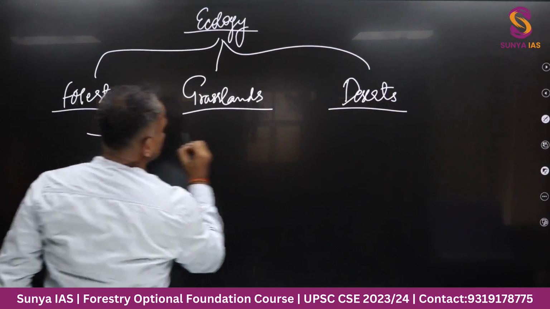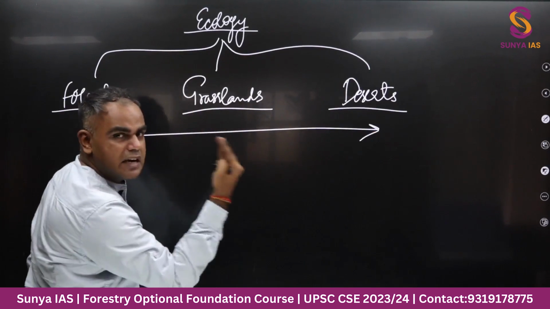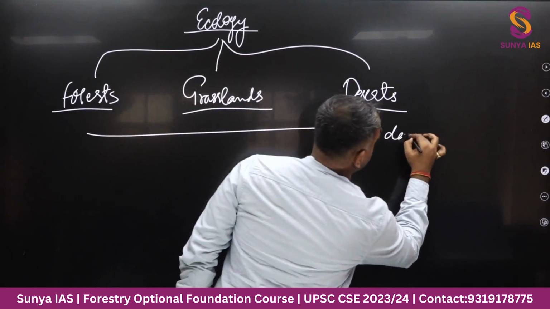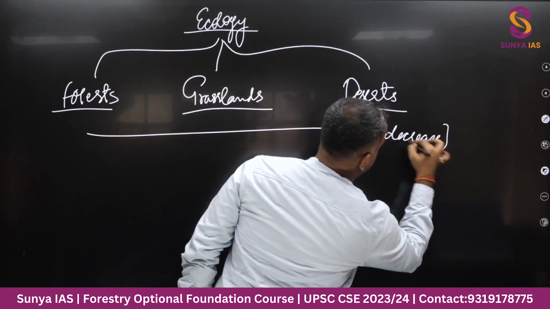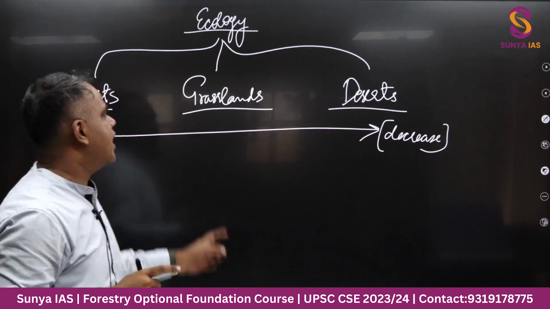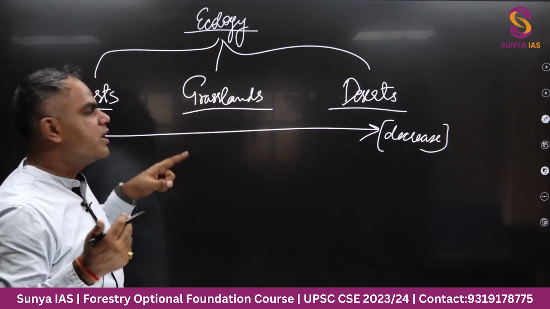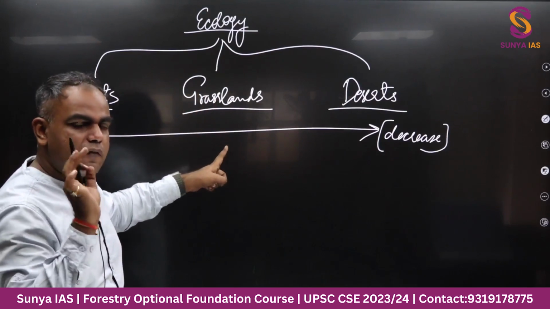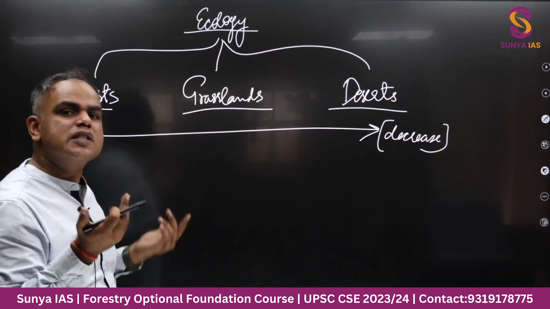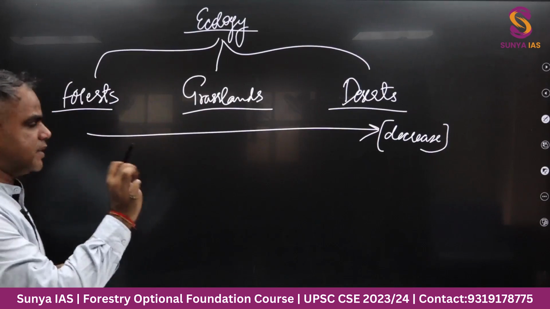From forests to desert, the rainfall definitely will decrease. Now, if you get a question, and perhaps in prelims UPSC has already asked, why forests are not able to grow in a grassland. The reason is you don't have an adequate amount of water or basically precipitation which is required in a forest.